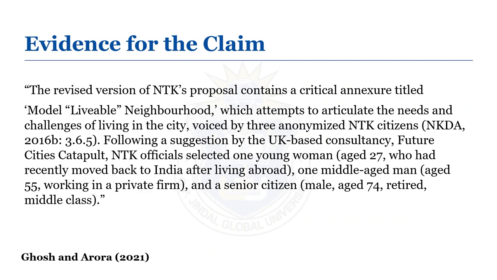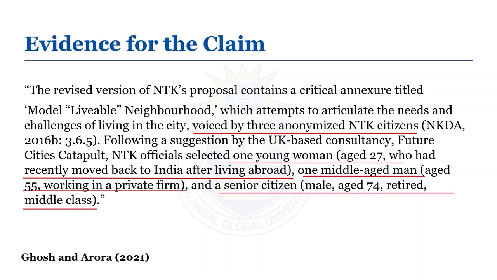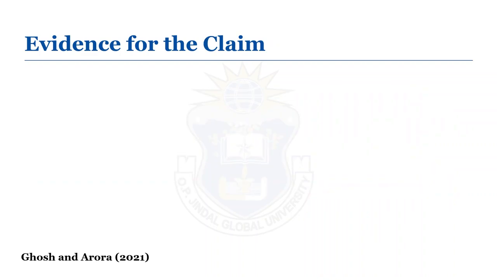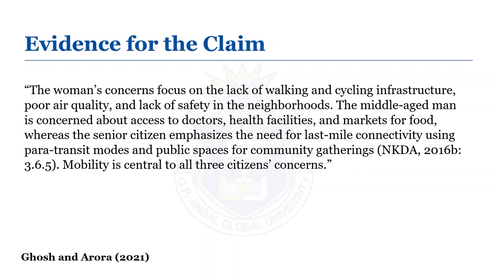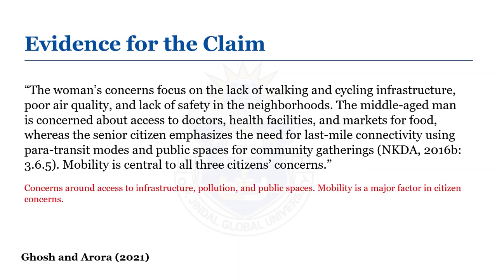What we see here is one part of this section where the authors are presenting their evidence. They tell us that in one section of the proposal on model neighborhood, the proposal asked 3 anonymous citizens about their needs and challenges of living in the city. The authors describe the profile of these citizens: an expatriate woman, a middle-class man, and a retired middle-class senior citizen. They go on to tell us that the major needs and challenges articulated by these respondents revolved around mobility, access to infrastructure, pollution, and so on.